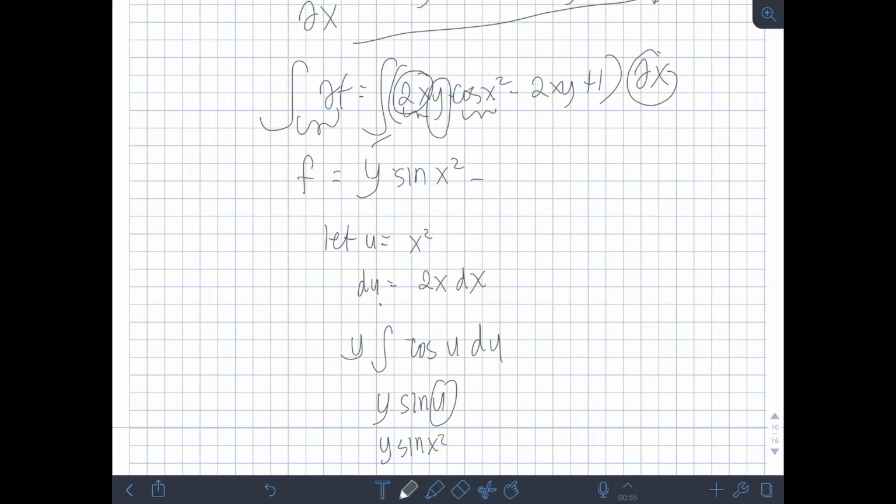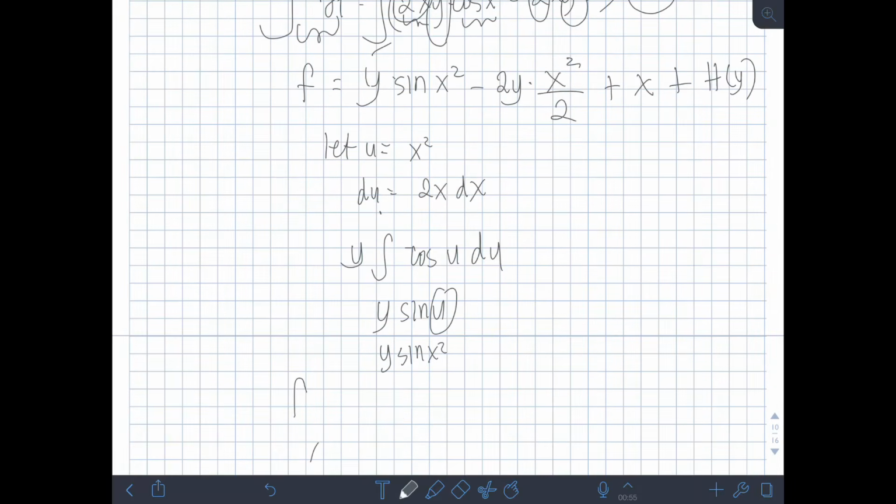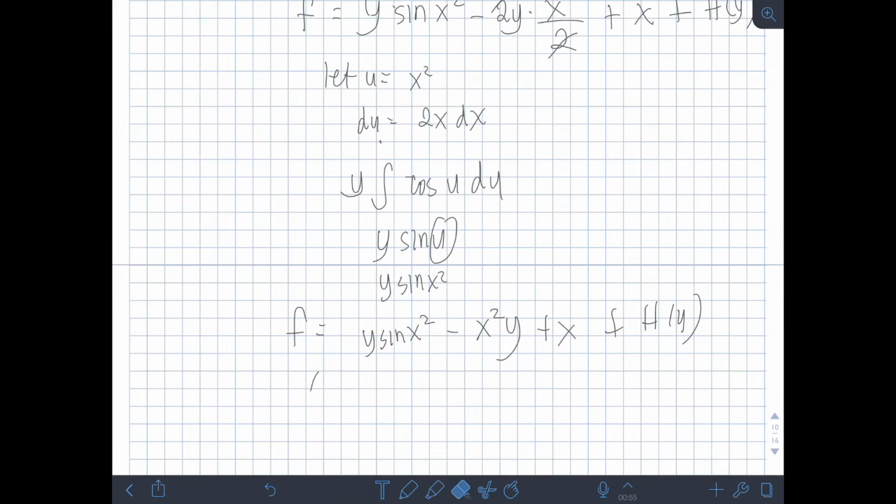Minus, integrate uli natin tong negative 2xy with respect to x. So, yung y constant, so igigilid ko lang. Tapos, integral ng x, power formula is x squared over 2, right? Plus, integral ng 1 is x. And then, meron ulit tayong function of y. Okay? So, we have f is equal to y sin x squared, cancel dito si 2, minus x squared y plus x plus h of y. Okay?